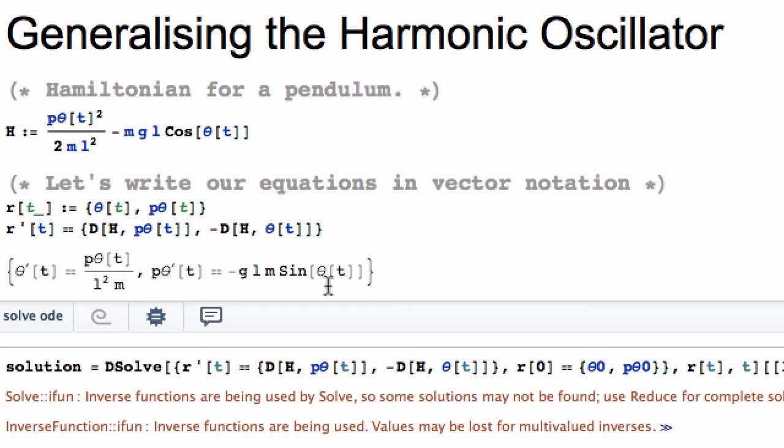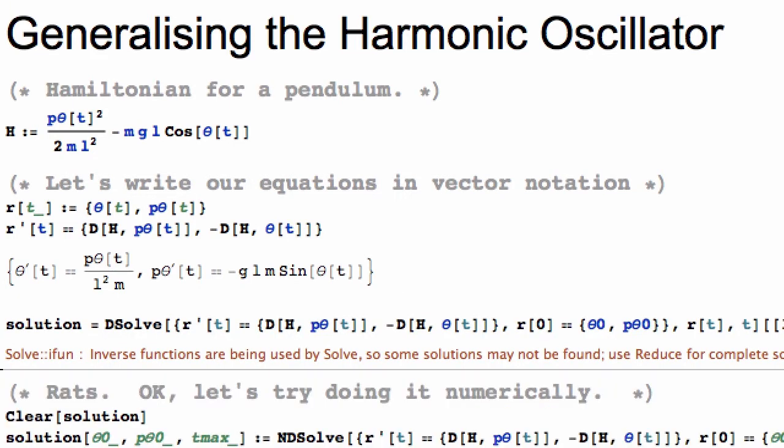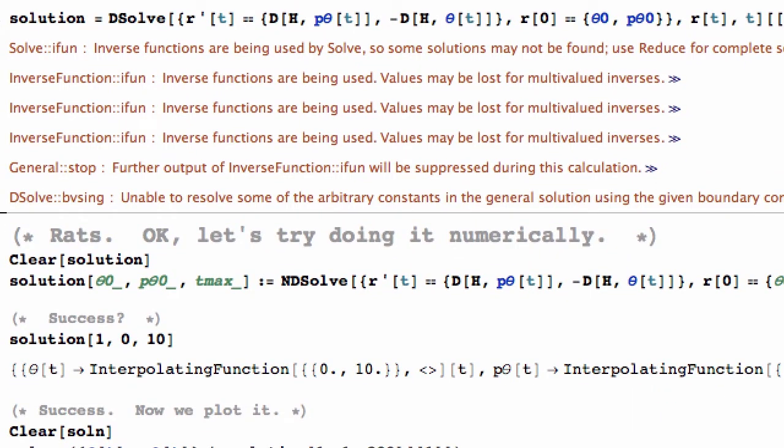Nice. One of the nice things about this is if I get my minus sign right up here, I get my minus sign all the way through. Again, this is trivial for such simple equations, but when you have big equations, that kind of thing really makes a difference. Okay, now we solve it just as we did before. Solution equals dsolve and crunch.